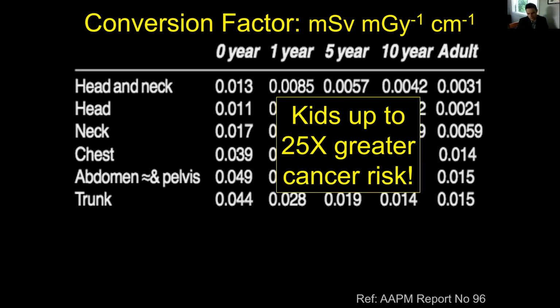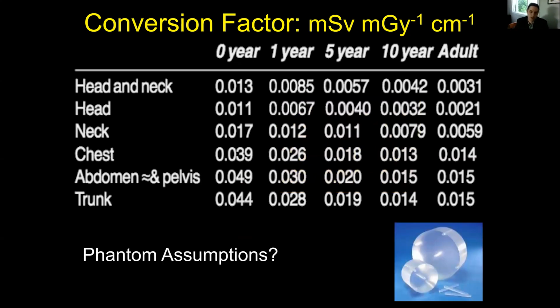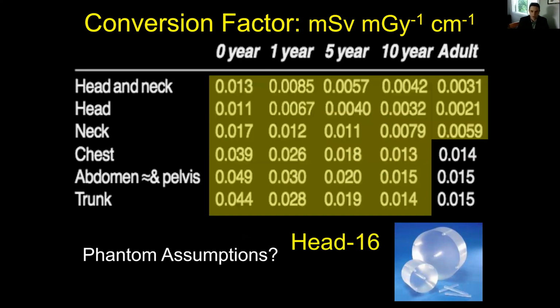So again, that's why we're having this lecture and talking about, well, what do we need to do to mitigate that risk? So one thing to be aware of, there's only 2 phantoms out there that estimate patient size. 2 phantoms for every patient in the world, big or small, young or old, 2 different phantoms.